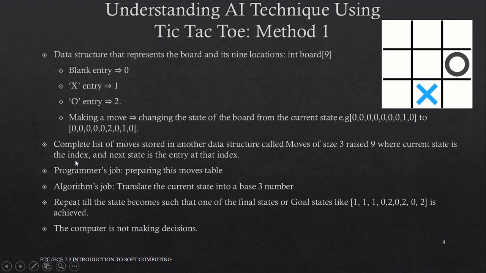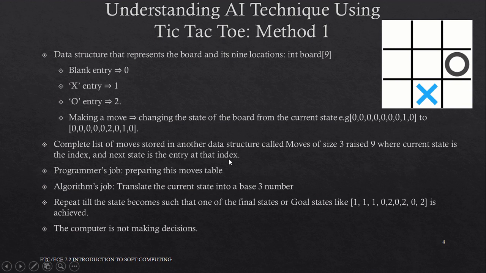For example, here this position can be converted to a base 3 location. That location, the base 3 translation, becomes the index in the moves table. We check that index in the moves table, and the next move will be the entry at that index. I hope that the idea is clear.